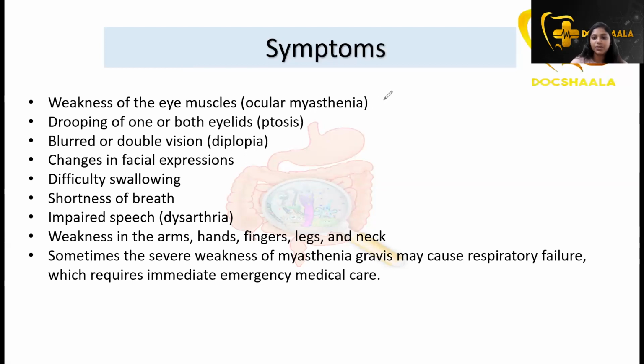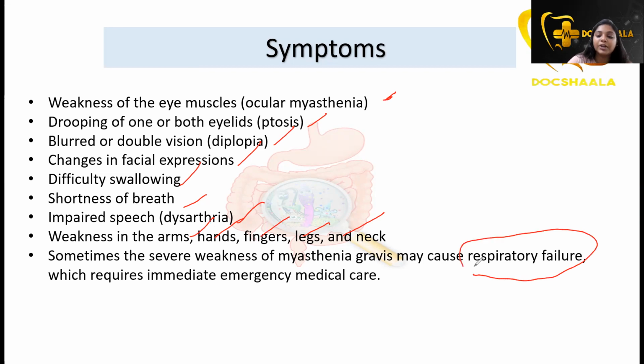Other symptoms which are seen are ocular myasthenia or weakness of the eye muscles, drooping of one or both eyelids, blurred or double vision, change in facial expressions, difficulty in swallowing, shortness of breath, impaired speech, weakness in arms, hands, fingers, legs, and neck are also seen. Sometimes severe weakness may cause respiratory failure, which requires immediate emergency medical care.